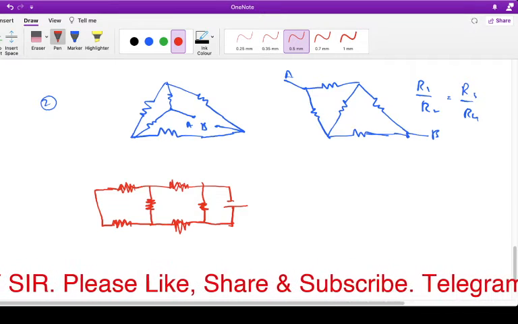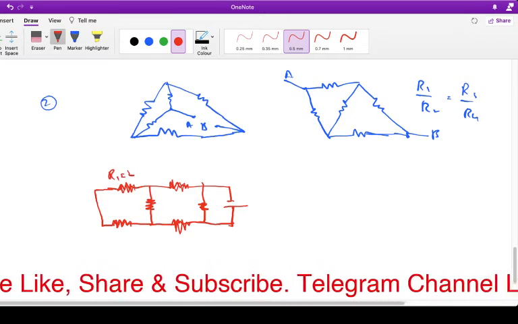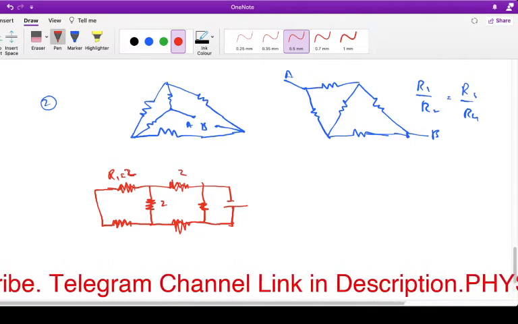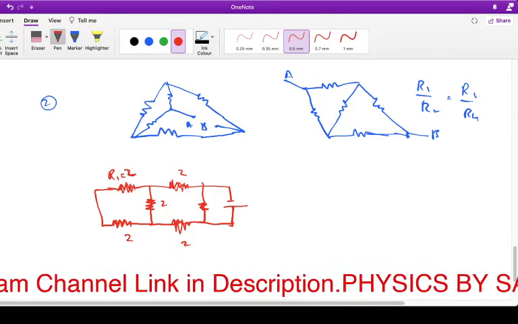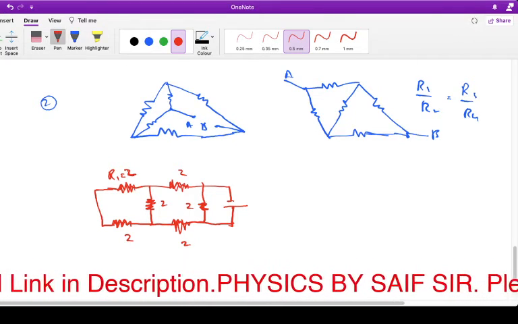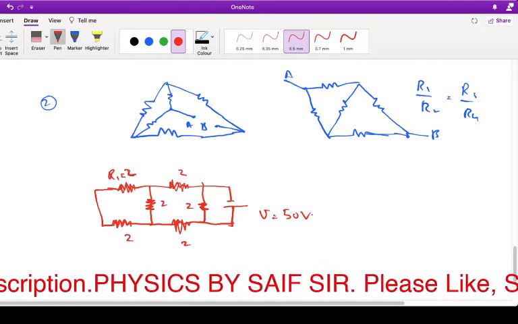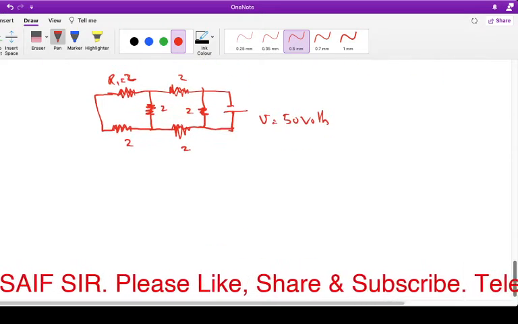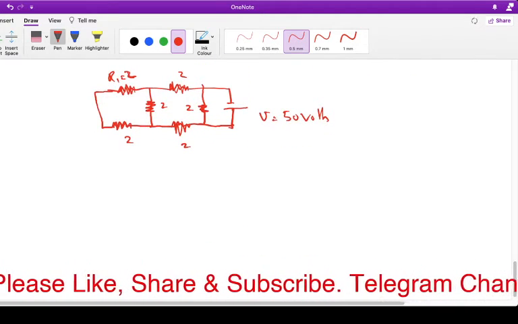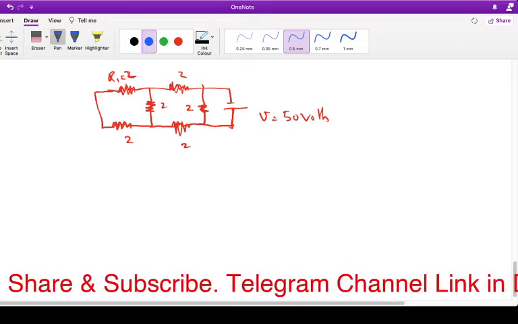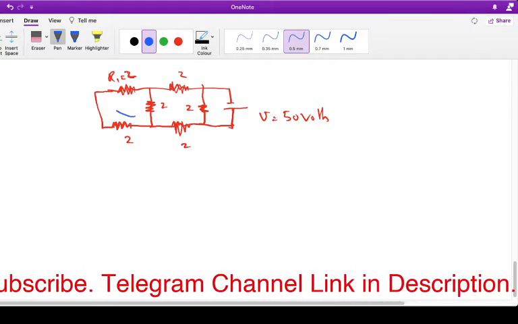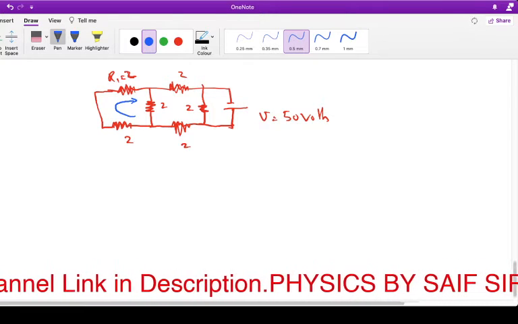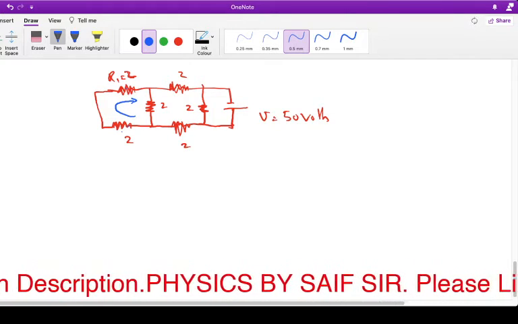Okay, so here R1 is 2 ohm, this is 2 ohm, this is 2 ohm, this is 2. Okay, this is also 2 ohm, and voltage is given 50 volts. Now you have to find the current in the circuit, total current in the circuit. So for that one, what you have to do, you have to start solving from the easiest part of the circuit. The easiest part of the circuit is this one, where both the resistance are in series.